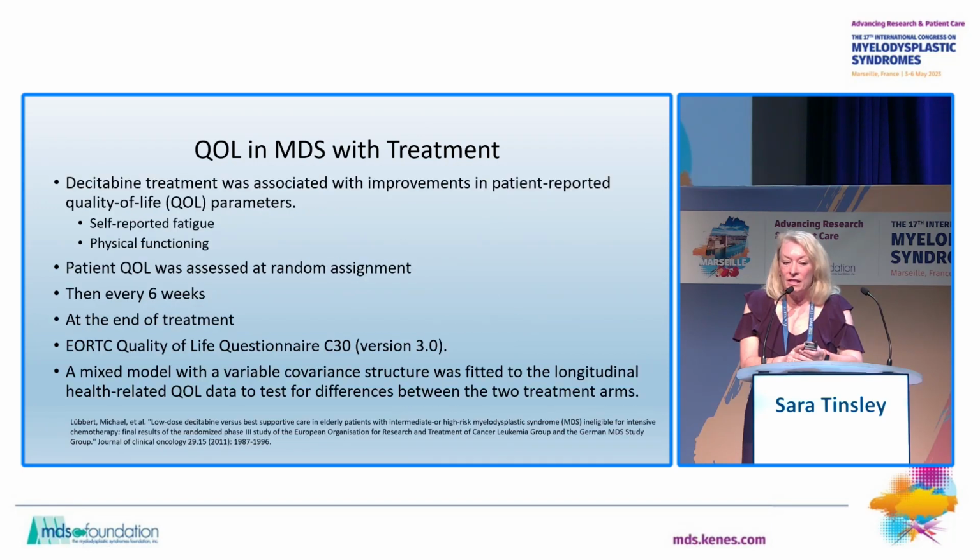And then decitabine treatment was also associated with improvements in patient-reported quality of life parameters. You see the self-reported fatigue and physical functioning. It was assessed at random assignment and then every 6 weeks and at the end of treatment. The EORTC QLQ-C30 was used to measure that, and that was a mixed model with a variable covariance structure comparing treatment between the two arms.